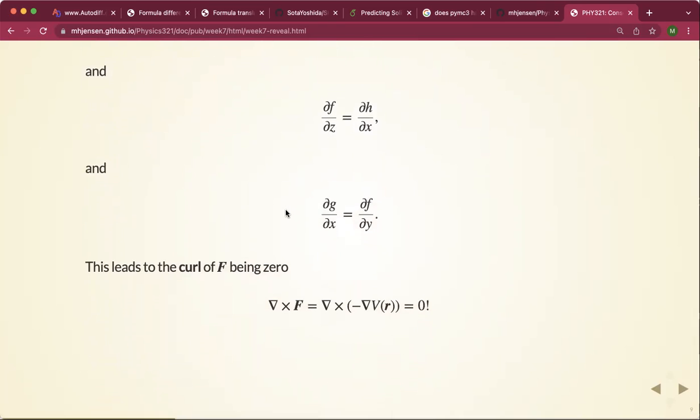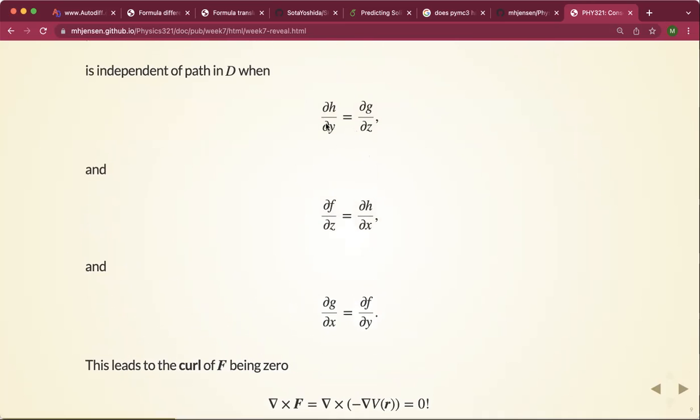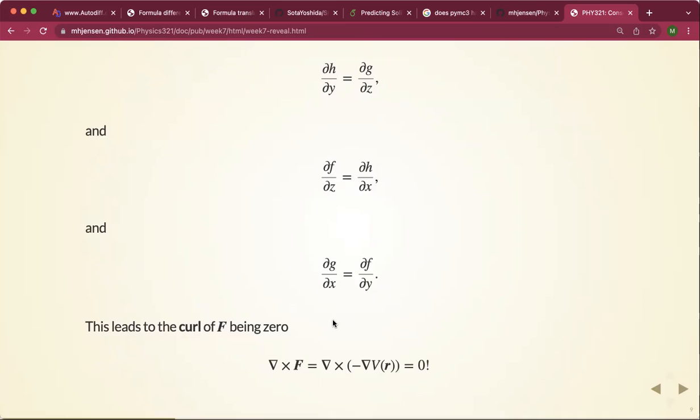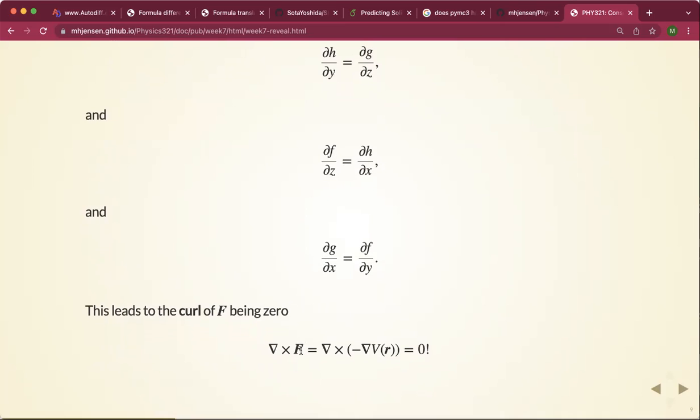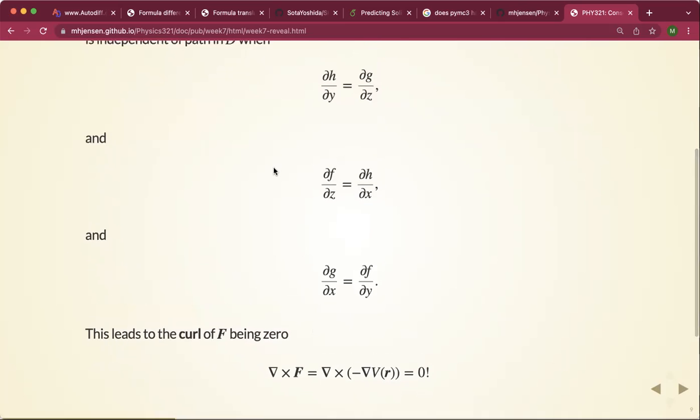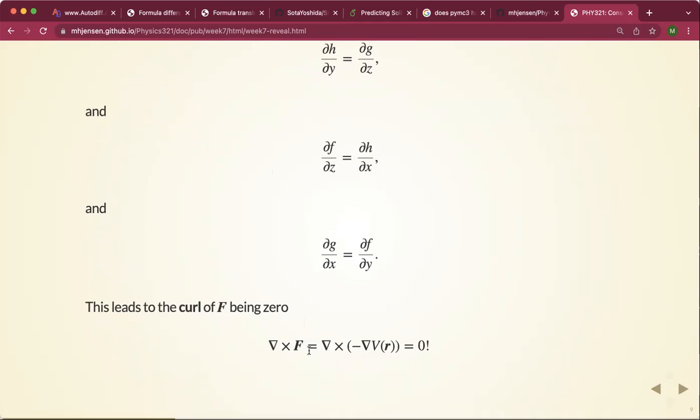And this leads in turn, and you may have seen that, to the curl being equal to 0. So this kind of independence of path, where you make these equalities here, leads to a curl of this object f, which has to be 0. And if you can make these connections, which you see here, then it follows that the curl has to be 0. And we have defined the force to be the negative gradient of the potential. So it's actually the curl of the negative gradient of the potential, and that is equal to 0.